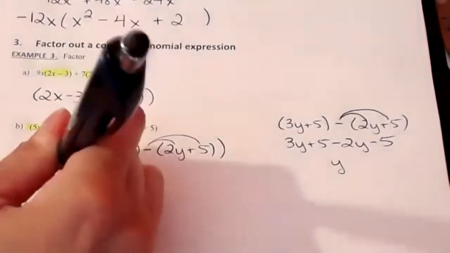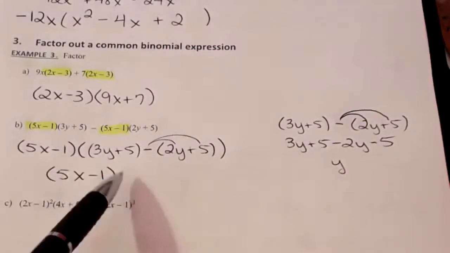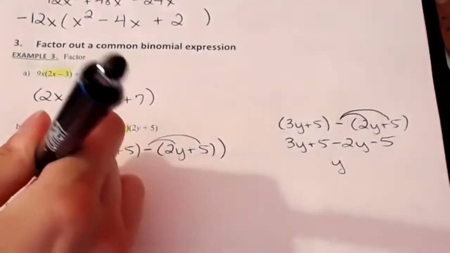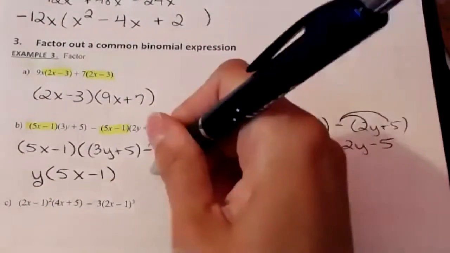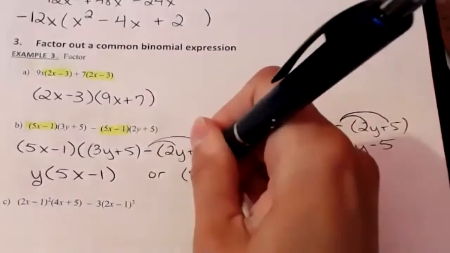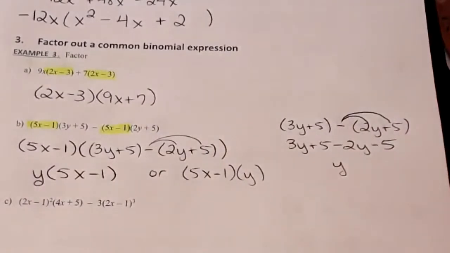So my final answer is 5x minus 1, and instead of saying times y, I'm just going to throw the y in front. I don't want you to freak out. You could have written this as 5x minus 1 times y. All right, it doesn't matter. They're the same exact expression. I prefer to put monomials, meaning one term, that single term factor, in front of the polynomial. Totally up to you. Any questions on that so far?